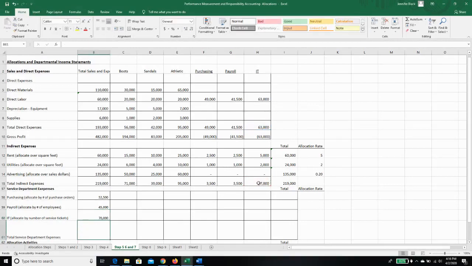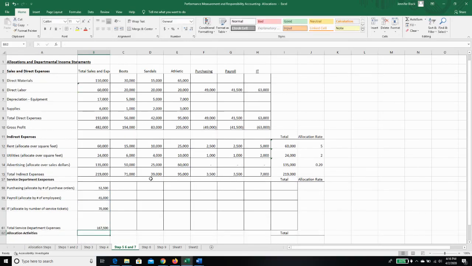All right, so now we know how much we're allocating. I'm just going to add up our service department expenses so we have that. I'm going to allocate a total of $167,500: $52,500 for purchasing, $45,000 for payroll, and $70,000 for IT.